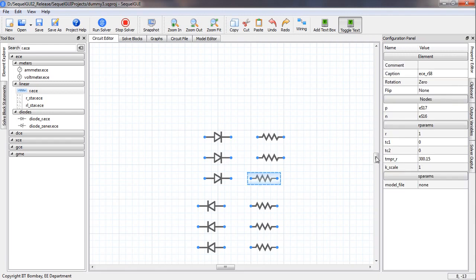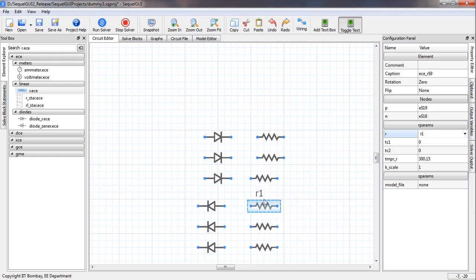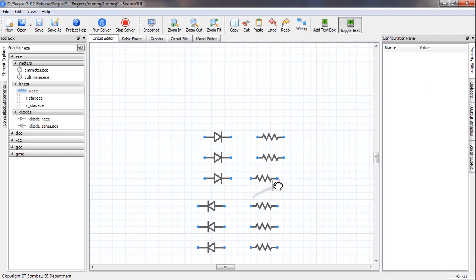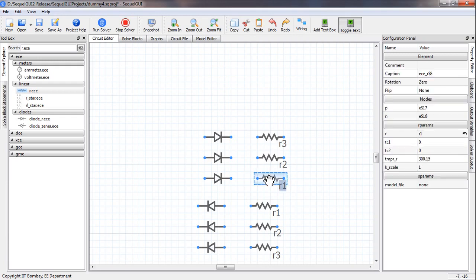So this resistance should get R1, like that. This resistance should also get R1, like that. We can display the property of this resistor, and it shows R1 since we assigned it already, and so on. Let us now start part of the wiring that we need to do. Let me move this component.